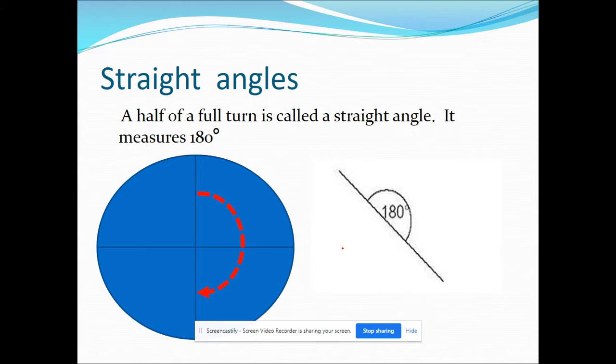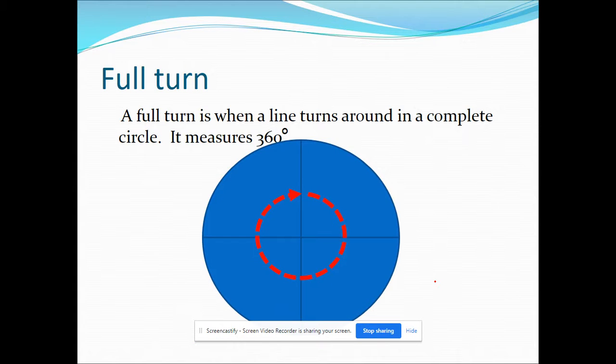We also have a straight line or a straight angle. It's like having two right angles, and you just join the two right angles to make a straight angle. A half of a full turn is called a straight angle, and it measures 180 degrees. That's two right angles.